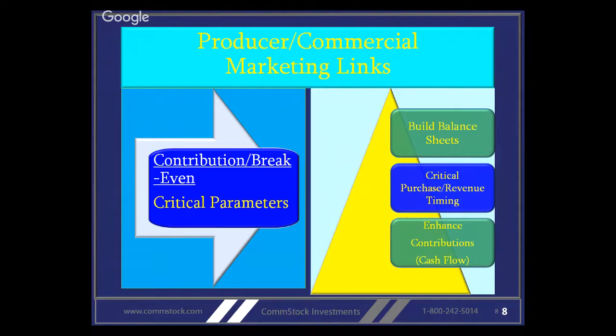So you take those critical break even parameters, the critical contribution parameters, maybe it's 325 or 330 on corn, cash back to you. Maybe it's $2,300 on gold.